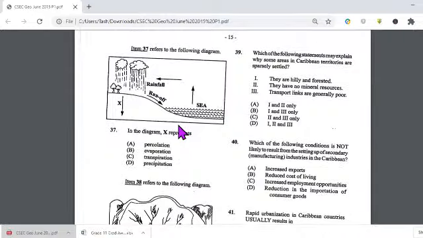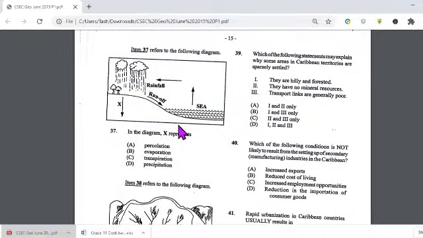Number 39. Which of the following statements may explain why some areas in Caribbean territories are sparsely settled? Right. Remember when we were looking at the Trinidad map a little earlier, and I asked the Trini people, why is it that over these sections we're not seeing a lot of persons settling there? And automatically I assumed that I was asking if it's a mountain or something. So we can use those little things in our brain to help us figure out the answers for our questions.